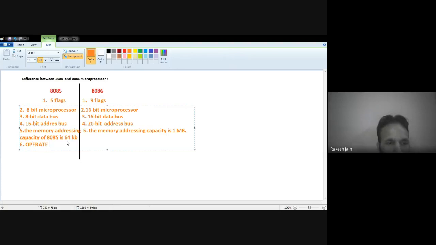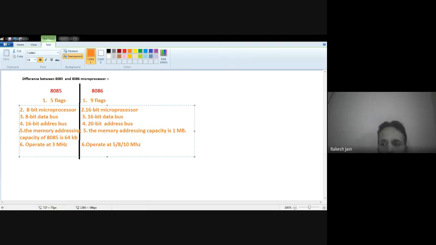So 8085 operates at 3 megahertz, whereas 8086 microprocessor operates at 5 or 8 or 10 megahertz. Generally 5 megahertz, but other frequency oscillators we can choose for its operation.